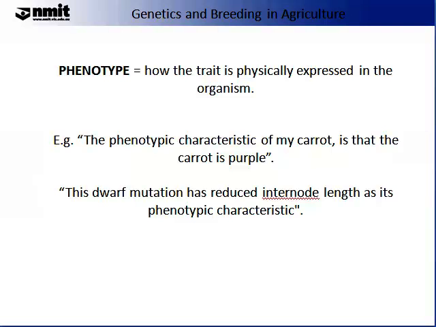This means that I have genetically modified my carrot to change the colour of the carrot from a traditional orange to a traditional purple, and therefore the phenotypic characteristic of this is the colour. Another example is the dwarf mutation, which has a reduced internode length as its phenotypic characteristic. What this is saying is that I have genetically modified my plant to reduce the internode length, which has resulted in it being smaller. This is the phenotypic characteristic, the reduced internode length.